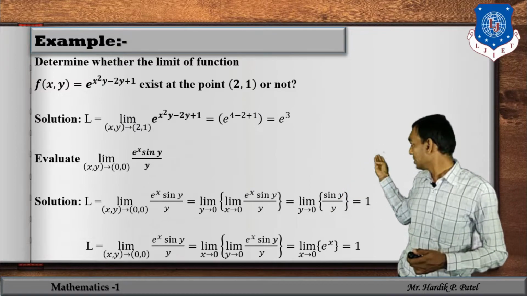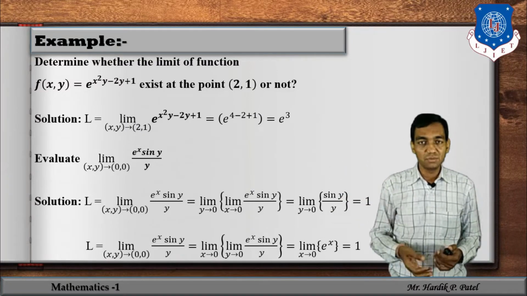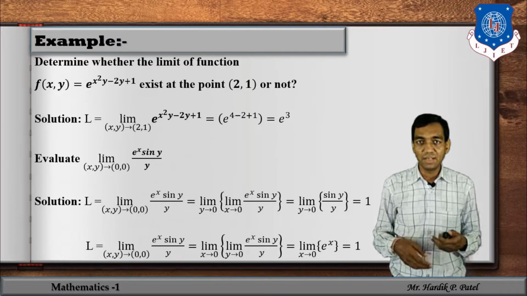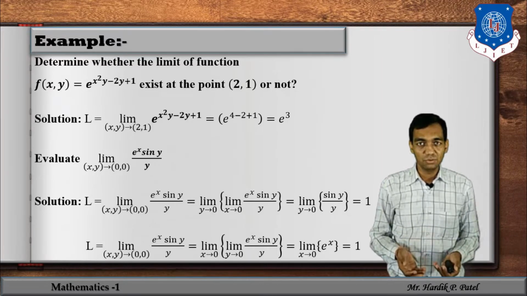And e raised to 0 has a value 1, so you will have limit y tends to 0 sin y upon y, and sin y upon y has a value 1 where y tends to 0.